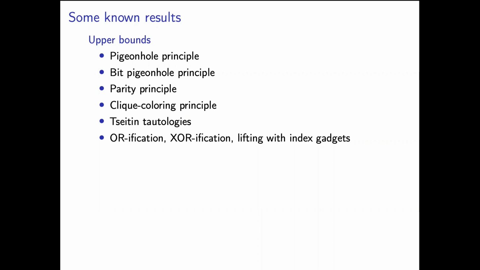The pigeonhole principle says there is no total injective function from n elements to n minus 1 elements. It's a really simple, obvious statement. But many of the proof systems that I showed you earlier have difficulty proving this. Some of them can prove it easily, and by difficulty I mean they have long proofs in the size of the encoding of the pigeonhole principle.